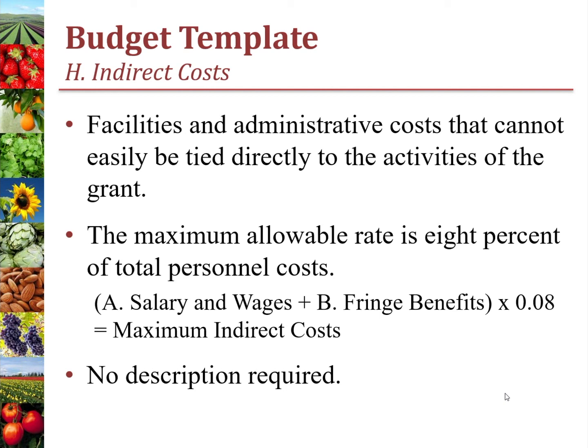Category H is where you will indicate the amount of indirect costs requested for your project. Remember that the indirect costs are the facilities and administrative costs that cannot easily be tied directly to the activities of the grant. The maximum allowable indirect rate under Specialty Crop Block Grant Program is 8% of total personnel costs. To calculate this amount, add Category A, salary and wages, plus Category B, fringe benefits, and multiply the total by 0.08. The amount you list under Category H cannot exceed this number. For this budget category, no description is required.